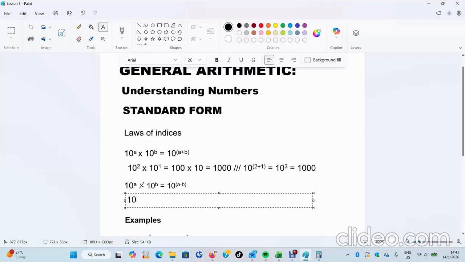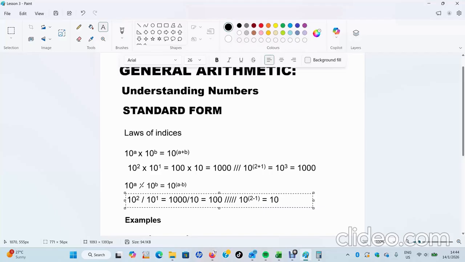Let's divide the same numbers. 10 to the power 2 divided by 10 to the power 1 is equal to 100 divided by 10. Somehow I typed 1000. If we jump to the law itself, it says 10 to the power 2 minus 1, which is supposed to be equal to 10 to the power 1.